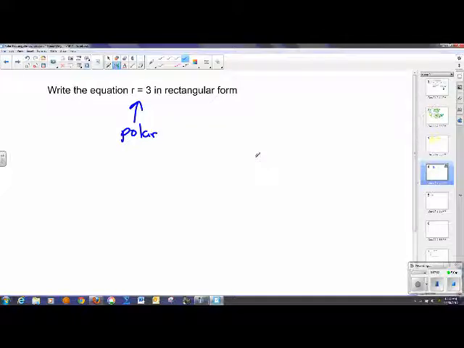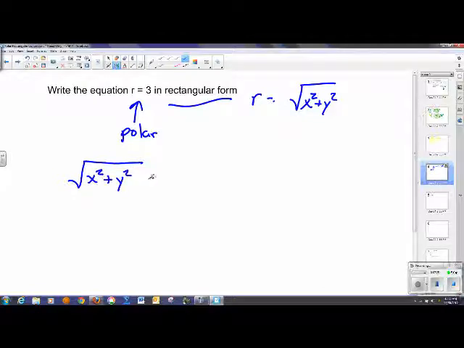Easiest way to do this is the following. We know that r is equal to the square root of x squared plus y squared. And if we're going to put something in rectangular form, we want it in terms of x and y. So I'm just going to make that substitution. I'm going to say that the square root of x squared plus y squared is equal to 3. Thus we have x squared plus y squared equals 9.